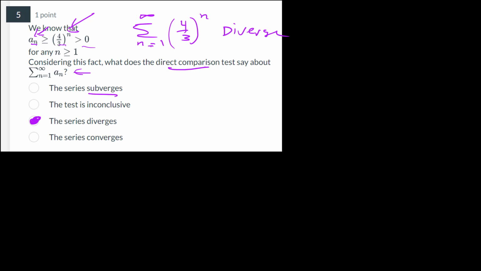And actually, I threw in the word "subverges," but that's not an actual word that we've gone over. So if you ever see the series "subverges," you know that's not going to be the answer. That's just to check to see if you know what the words mean. We've only used the words diverges and converges, or the test is inconclusive. So the test is not inconclusive. It would be inconclusive if it was the other way, and this series was less than.